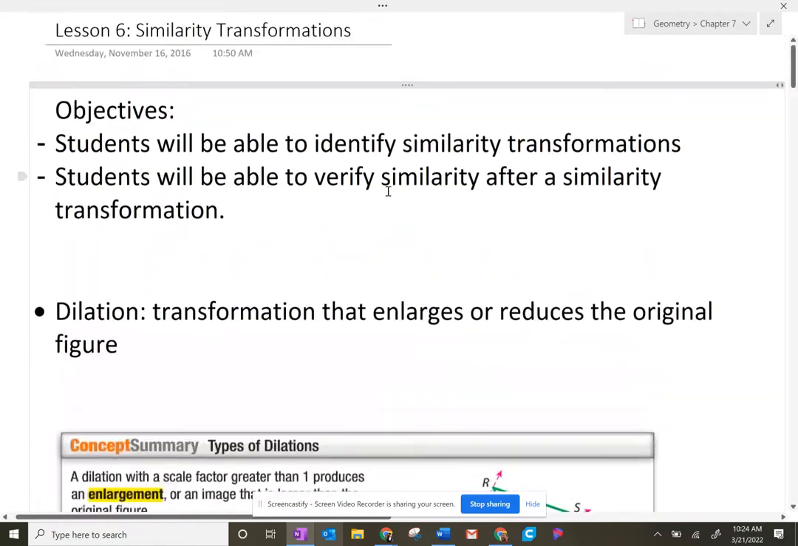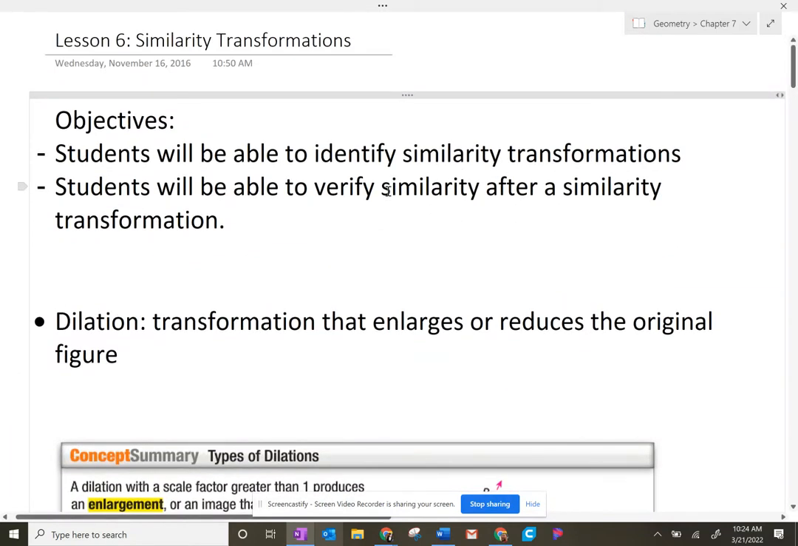All right, so the lesson we've got today is going to be lesson 6, similarity transformations. Okay? Nothing too crazy with it. Actually, I'm going to simplify it down from where it could be. But the stuff you'll be able to do, you'll be able to identify those transformations. And then we'll verify the similarity, which, again, seems weird, but it'll all make sense in a second.